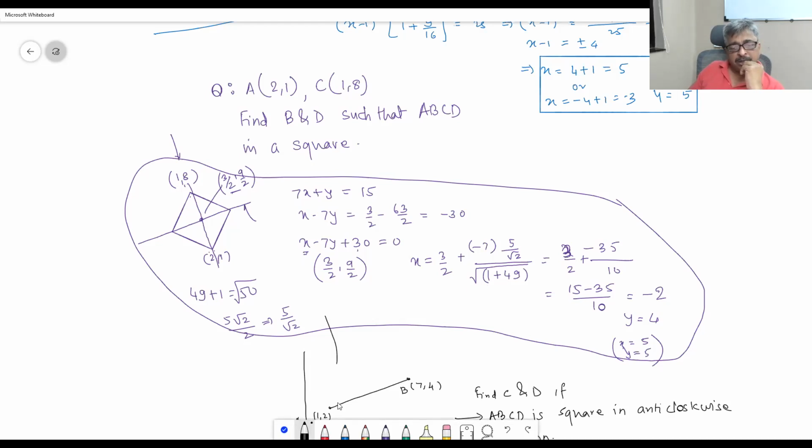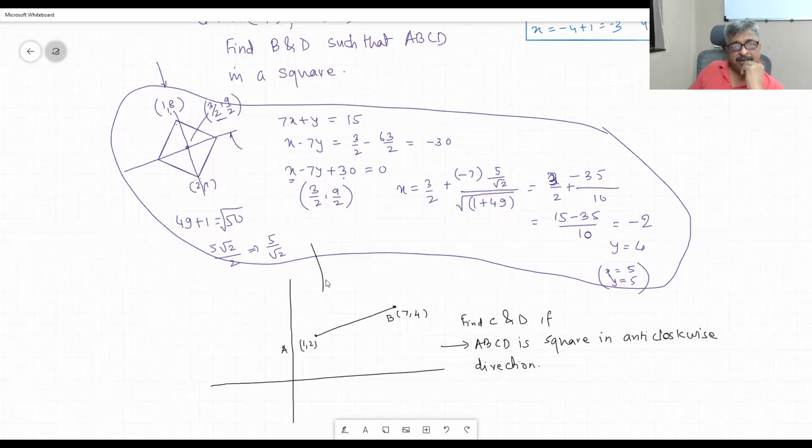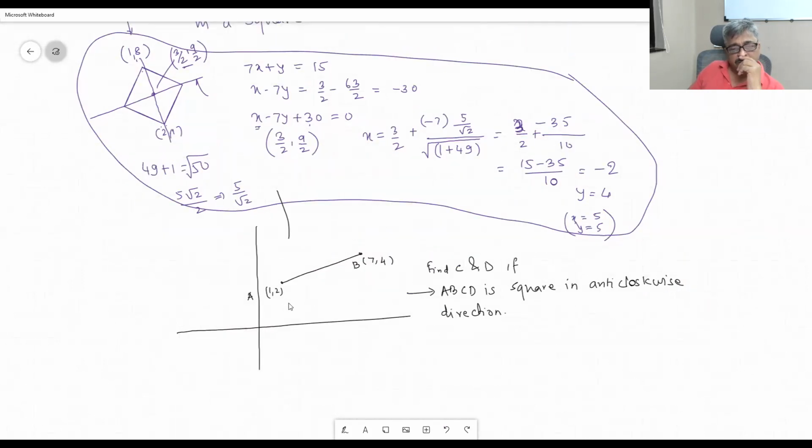Now I am giving another problem, a similar application. A is 1, 2, and adjacent vertices are given, B is 7, 4 and A is 1, 2. Find the coordinates of C and D if ABCD is a square. Now ABCD can be a square in two ways, anti-clockwise and clockwise. So I am giving you a choice of anti-clockwise. Find C and D.